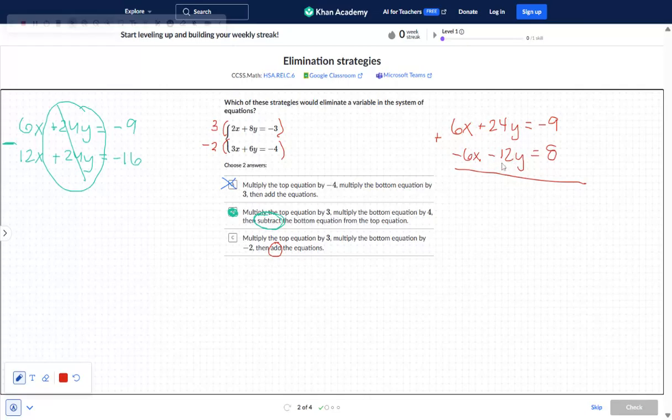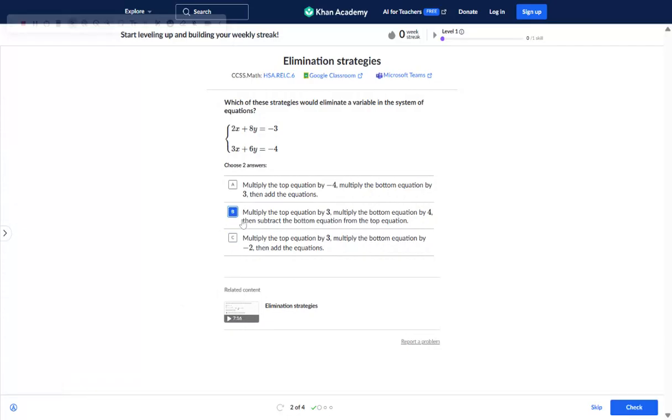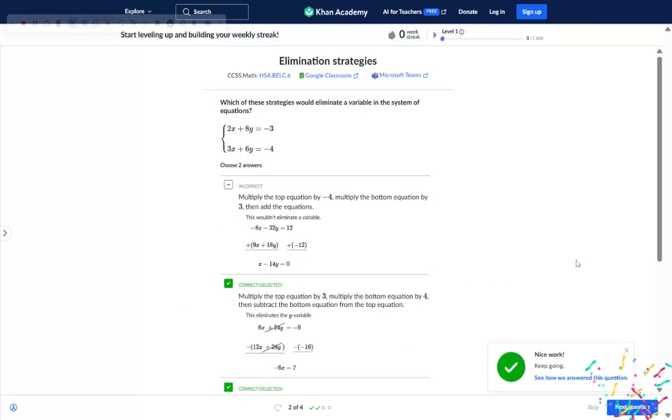All right, so we're scanning, we're just making observations. It looks like the x's have the same coefficient with opposite signs. So yeah, we're going to add them. That way they'll cancel. So option B and option C would work. All right, so let's check that. B and C, and check.